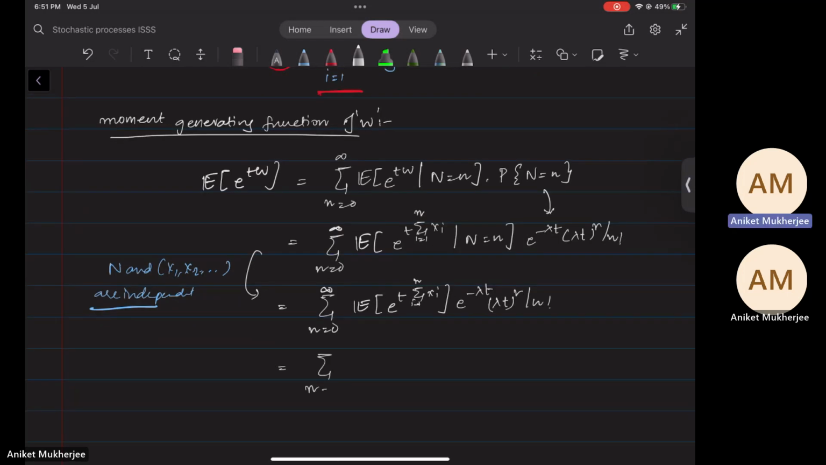Next, we have summation n equal to 0 to infinity. Because each and every one of them has the same distribution, the X's are identical, the exponential of a sum can be written as a product, and you can write this as expectation of e power tX1, whole power n, times e power minus lambda, lambda power n by n factorial.